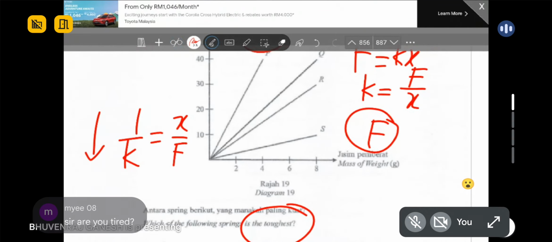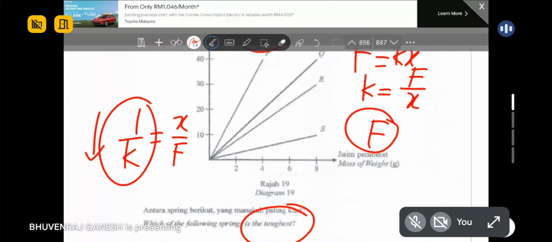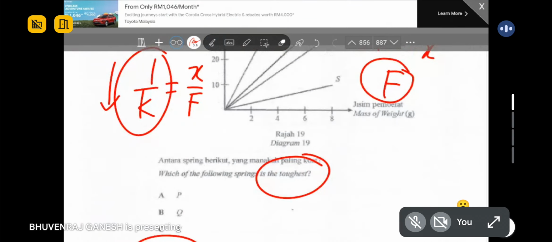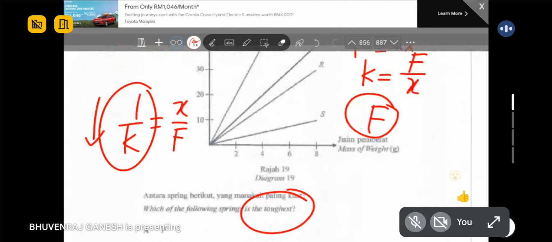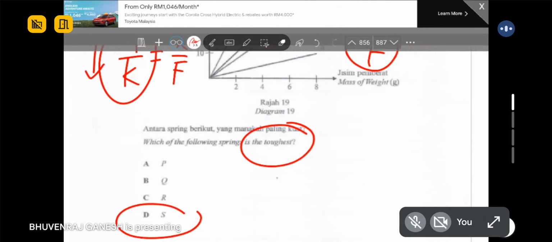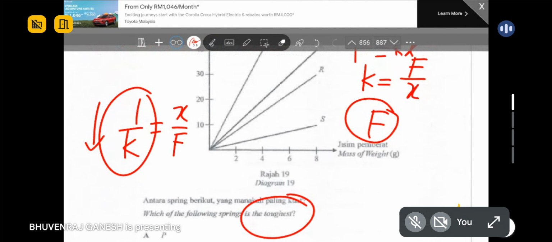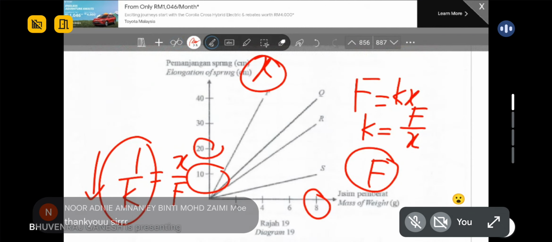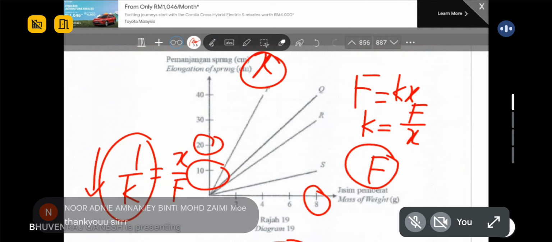Okay? The smallest gradient means it's the strongest. Because your gradient now is 1 over K, guys. Kecerunan dia 1 per K. So, it's opposite. Okay? Understand the concept? So, that's why D is the answer. Alright? Clear? So, that's all. Or, you guys can actually count the values. Just guna semua nilai ni dan kira. Okay? You can get the answer.